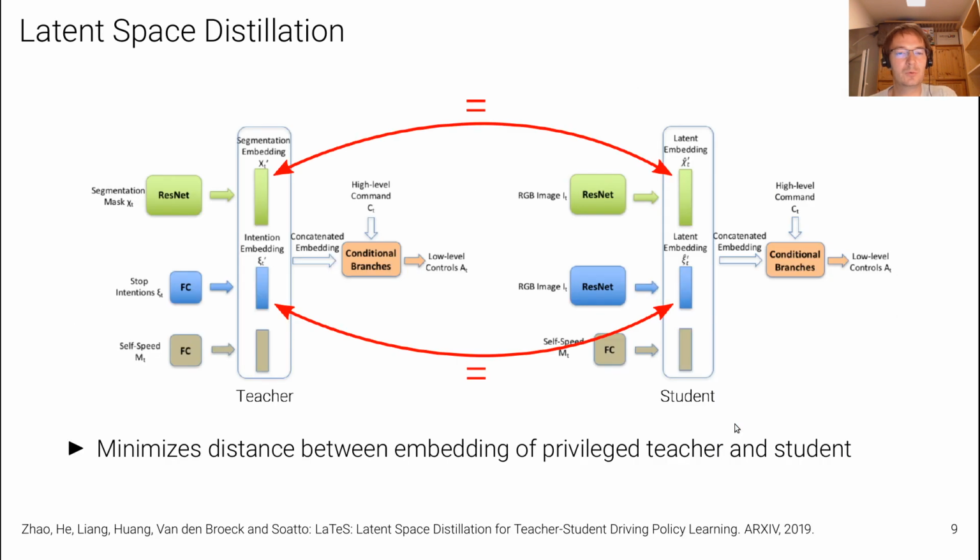There are other ways to incorporate information such as semantic segmentation into the end-to-end learning approach. One way is to use latent space distillation, where a teacher network with privileged information, with access to ground truth semantic segmentation and ground truth affordances, is trained for the control task. And then a student network that has access only to the RGB image is also trained for the control task, but at the same time tries to minimize the distance of its latent embedding with respect to the segmentation embedding of the teacher network.